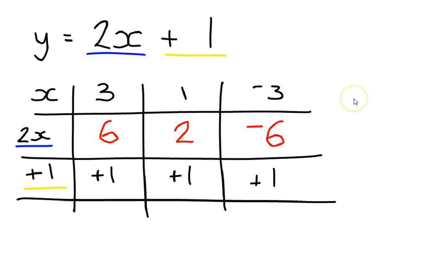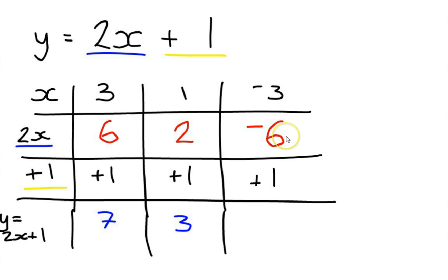Okay, now we're going to add our last row, which is y. Now y, as we're told in the equation, is equal to 2x plus 1. So this is our 2x, this is our plus 1, and we're just going to add these two boxes together. So 6 plus 1 gives me 7. 2 plus 1 gives me 3. And be careful here, I've got negative 6 and I'm adding 1 to that. That actually gives me negative 5.